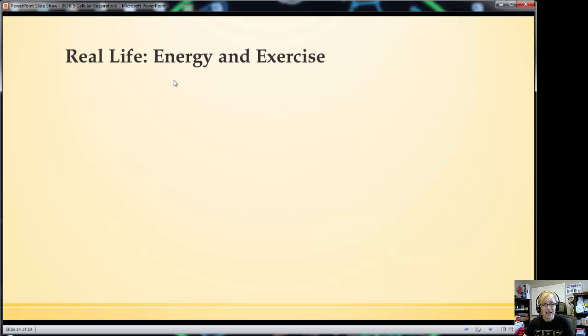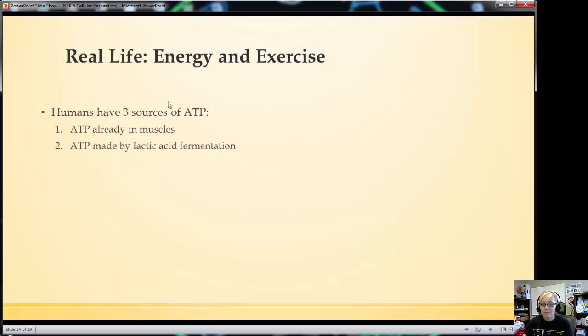It all goes back to the energy we need and exercise. So humans have 3 sources of ATP. We have ATP that's already in our muscles. We can make ATP from lactic acid fermentation. And we can also make ATP by cellular respiration.